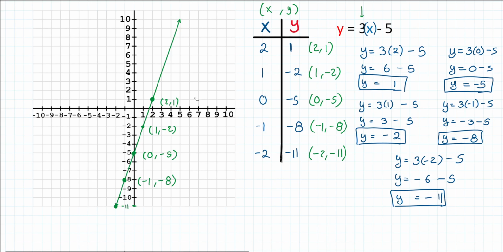All right, folks. In the next video, we're going to actually ditch tables altogether. And we're going to learn about something called slope. So I'll see you there.